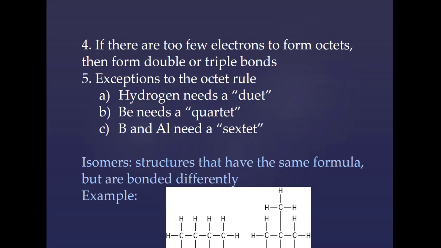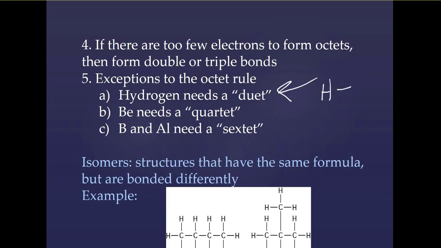Some of your small atoms having 8 electrons around them would just overwhelm them. Hydrogen is one of them. It just needs 2 electrons. So by the time you draw that little bond, which represents 2 electrons, you're done. Beryllium is also very small. It just needs 4 electrons, and boron and aluminum, they're in the same family. They need 6.